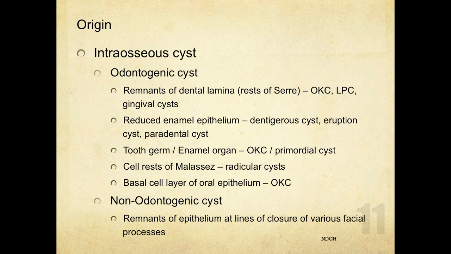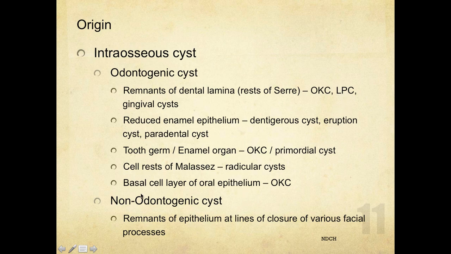Most of these intraosseous jaw cysts have invariably an odontogenic origin, may it be the remnants of the dental lamina, the reduced enamel epithelium, or the enamel organ itself, or the cell rests of Malassez, or even the basal cell layer of the oral epithelium. So, depending upon the origin of the cyst from the different parts of the enamel organ or from the different remnants, we have different cysts.